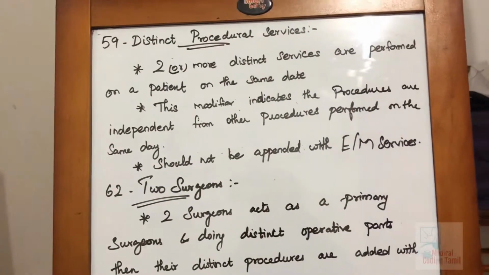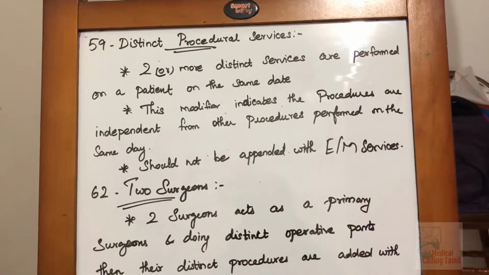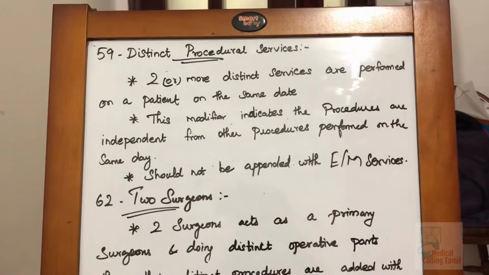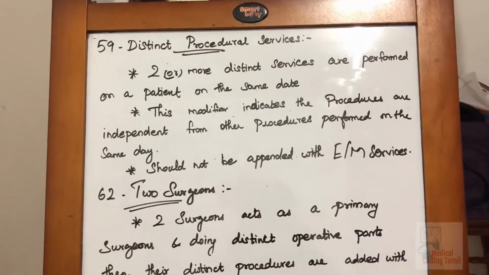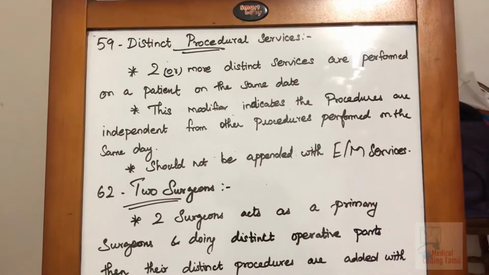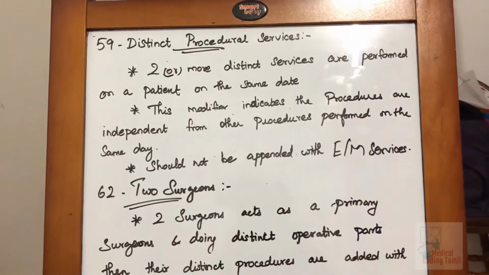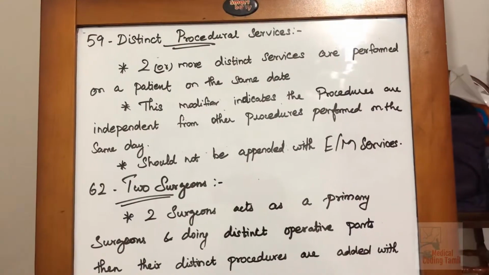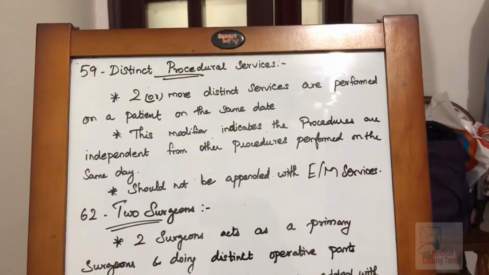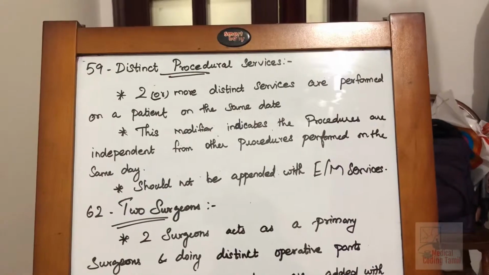Modifier 59 is for distinct procedural services. What is meant by distinct procedural services? Distinct procedural services are the services which are not related to each other. Okay. The definition for this modifier is: two or more distinct services performed on a patient on the same date should be coded with modifier 59.